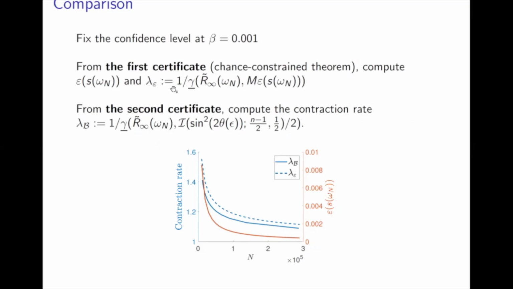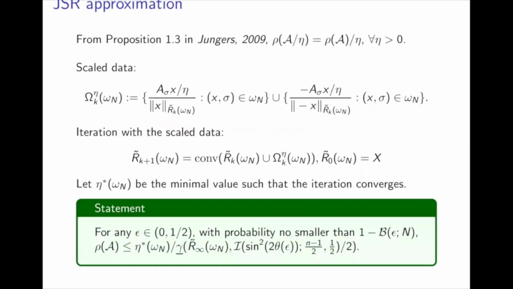because in the first certificate, we also have the measure of the violating subset. With the contraction rate, we can also approximate the JSR because of this homogeneous property. All we have to do is find the minimal scaling such that, with the scaled data, the iteration converges. Then with the result above, we can see that with probability no smaller than 1 minus beta, this will be an upper bound for the joint spectral radius.